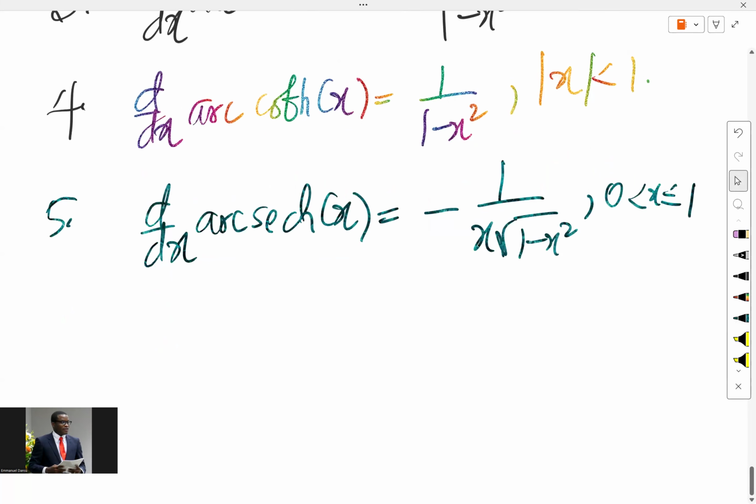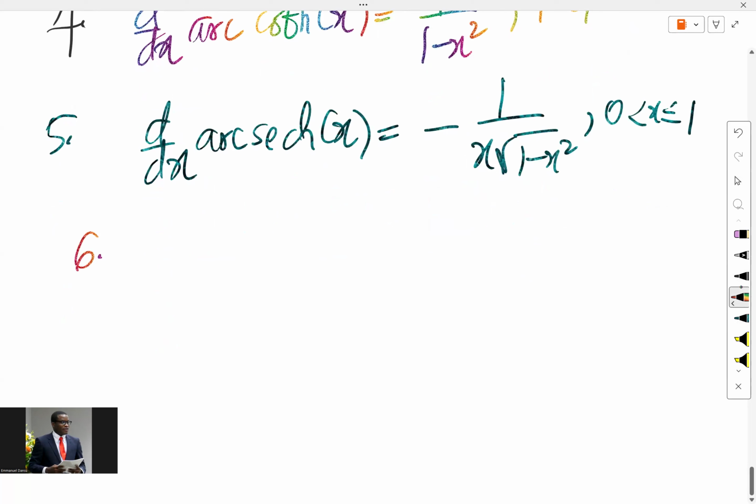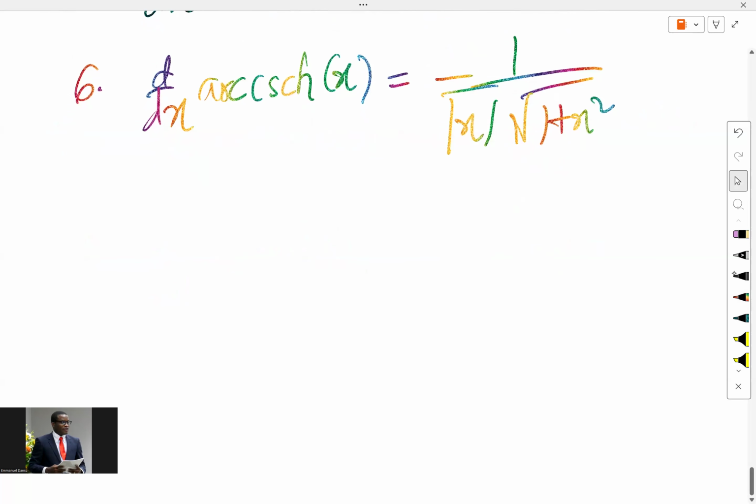And then we have number 6. Number 6 is d/dx of arccsch of x. Again, that's minus 1 all over absolute value of x multiplied by the square root of 1 plus x squared, like that. So we have all that. And that takes us to the integrals involving inverse hyperbolic functions.